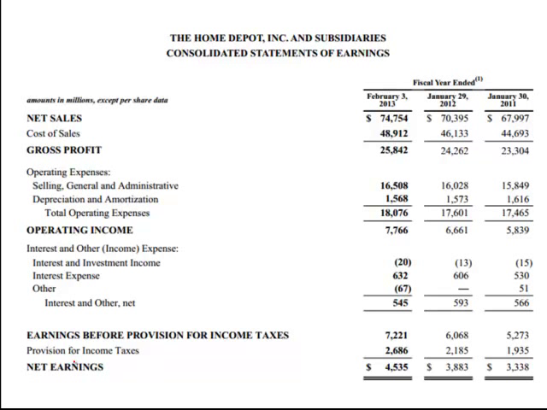This is Home Depot's consolidated statement of earnings, which is another name for income statement. And so we want to find net sales. For the most current year, net sales is, let's see, this is in millions, so 74,754,000,000. The second number we want to find is cost of sales, which is this one.